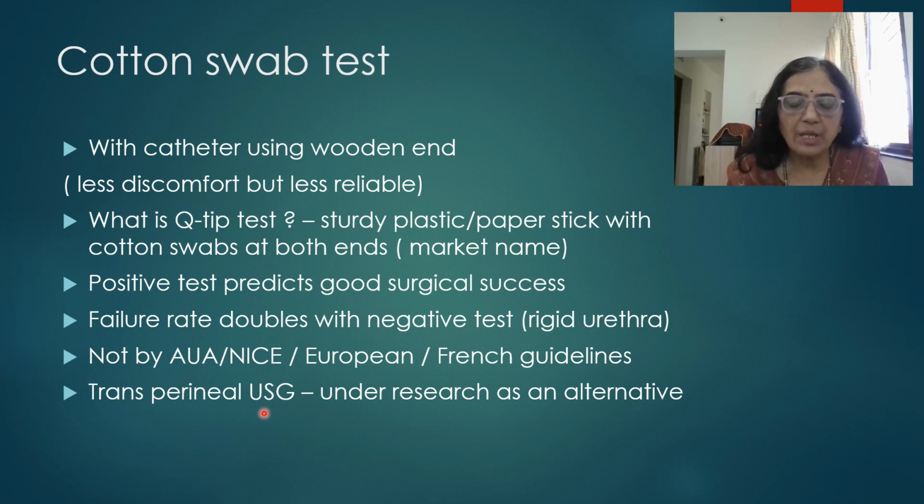Probe of the ultrasound is kept over the perineum, and what is seen is where the bladder base is present at rest and whether there is a change in the position of bladder base with the descent, and how much is the change in position. Depending on that, urethral hypermobility is diagnosed. But at present, this investigation is under research and it is not a part of a routine evaluation of a case of stress urinary incontinence.